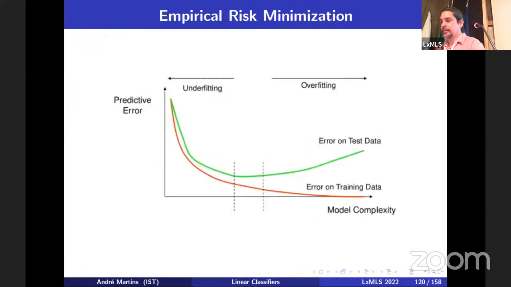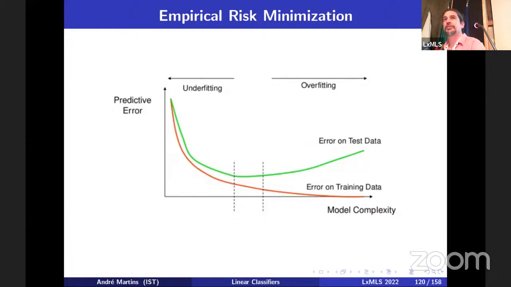Okay, so this states what I was saying before. There is this trade-off between model complexity and predictive error. Take this with a grain of salt. This is the classical statistical theory. With neural networks, this classical statistical theory is challenged, and you have instances of double descent curves.